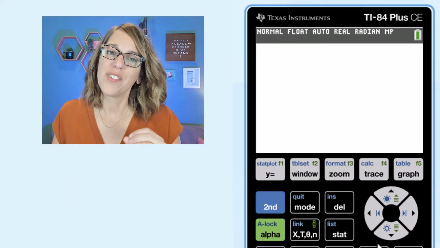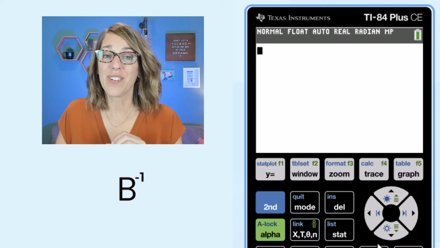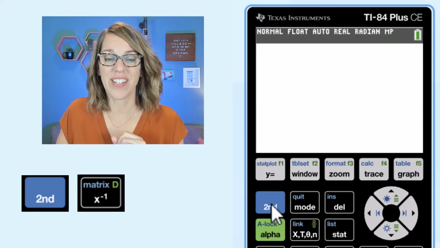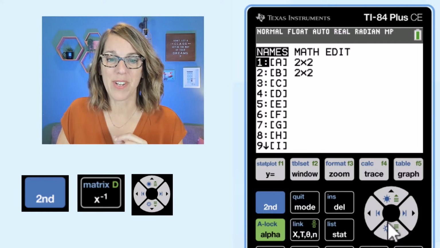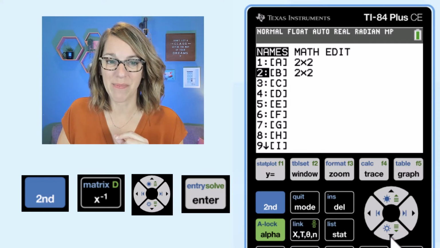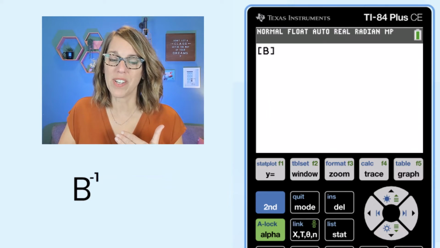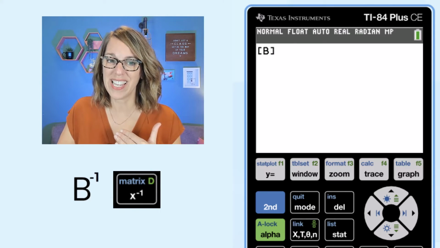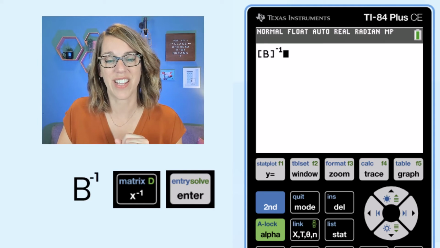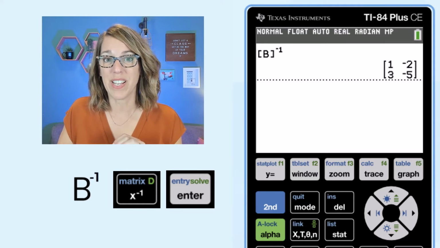The other operation that I can do right from my home screen is the inverse of a matrix. So if I go to my matrix menu, I'm going to grab matrix B this time. So in names, and then arrow down to B, matrix B. I want its inverse, so I'm going to use x to the -1 key. You could also do this with a caret to the -1. And there is B inverse.